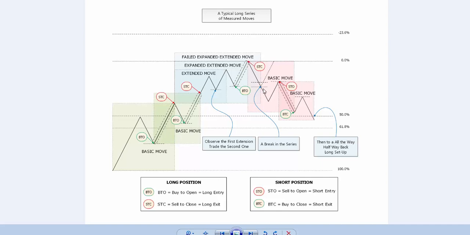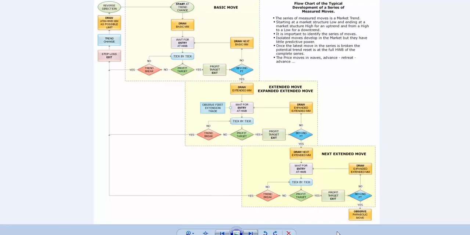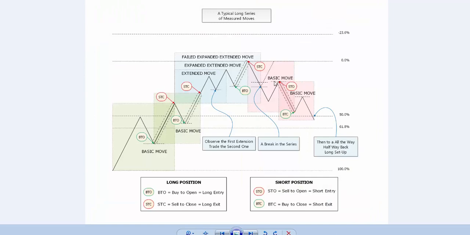At some point, extensions will fail. Here you see a break in the series of measured moves inside of the extensions. And inside of that trend break, like we had seen up here, we return all the way back up to the reverse direction and start at the new trend change. The trend change starts with that very first measured move short after the trend break. And it's a sell to open. And the target is a buy to close, the short exit.